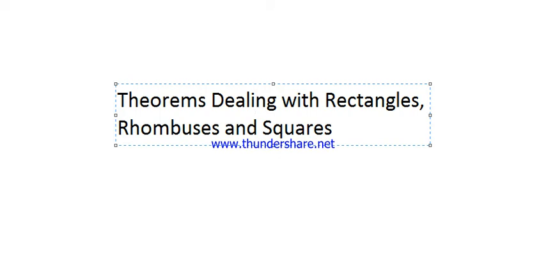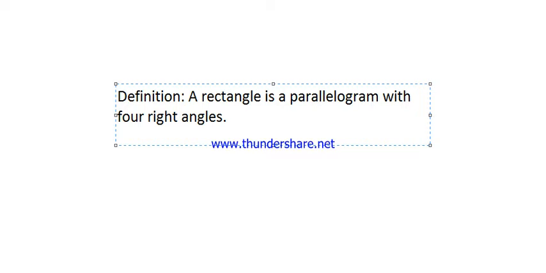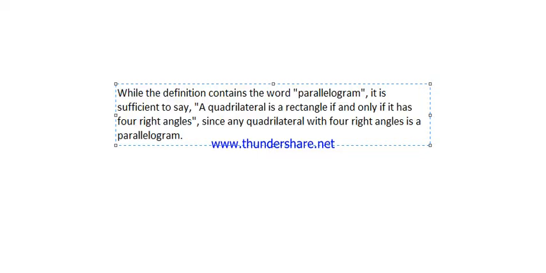So for today, we're going to talk about theorems dealing with rectangles, rhombuses, and squares. Definition: a rectangle is a parallelogram with 4 right angles. While the definition contains the word parallelogram, it is sufficient to say a quadrilateral is a rectangle if and only if it has 4 right angles, since any quadrilateral with 4 right angles is a parallelogram.